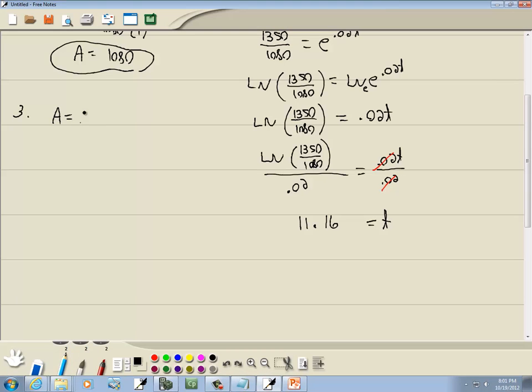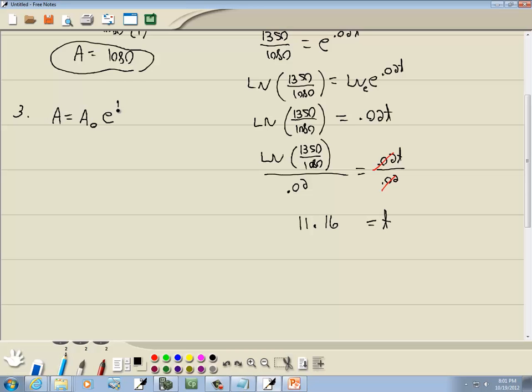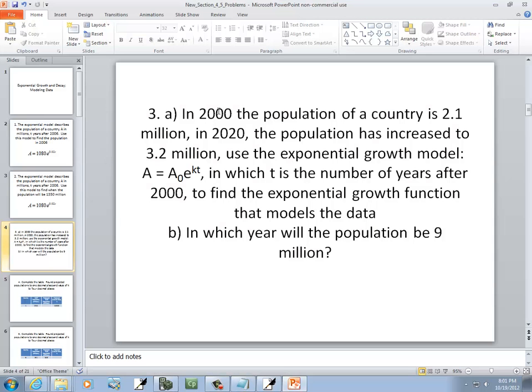So we got A is equal to A naught e to the kt. Now how we're working this is, A is a variable and t is a variable. Those are your only variables. So what we're trying to solve is we're trying to find out what this A sub naught is, and we're trying to find out what the k is. Now the A sub naught is your beginning population, and then the k you can find by some data that's given. So let's read this a little closer.